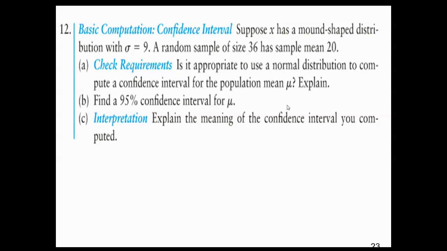All right, number 12, same sort of thing. We're given sigma. Somehow we know the standard deviation of the population, but we don't know the mean of the population. I question that. Sample size is 36, and the sample has a mean of 20. I'm not worried about checking the requirements. All he's saying here is to construct a 95% confidence interval.